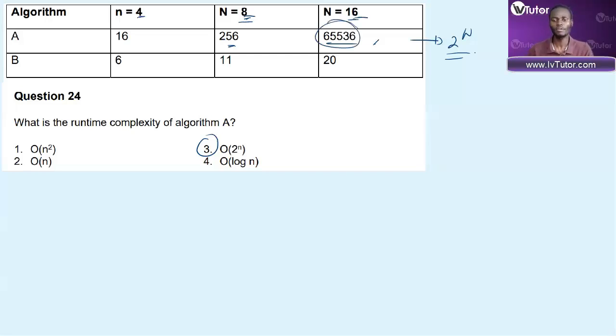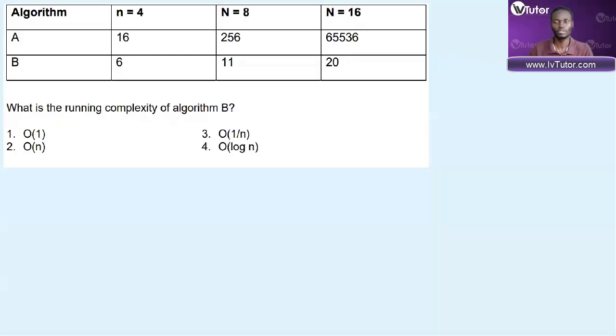Okay, let's look at algorithm B, right? So now let's do the same question. When n is 4, we get 6. When n is 8, we get 11. When n is 16, we get 20. It's not a constant, because definitely these values are changing for increasing values of n. Therefore, the size is contributing in this case. What can it be? What can we do to get 6 from 4? What can we do to get 11 from 8?